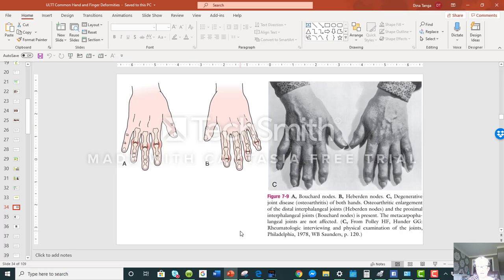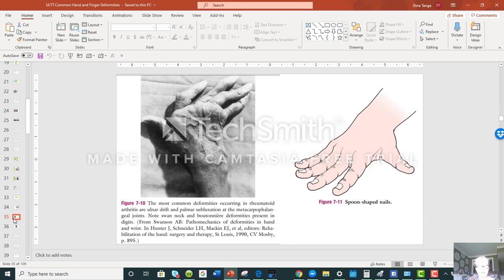So, kind of low energy today. The most common deformities occurring in rheumatoid arthritis are ulnar drift and palmar subluxation at the metacarpophalangeal joints. Note swan neck and boutonniere deformities present in the digits. And we'll go over that in a little bit.